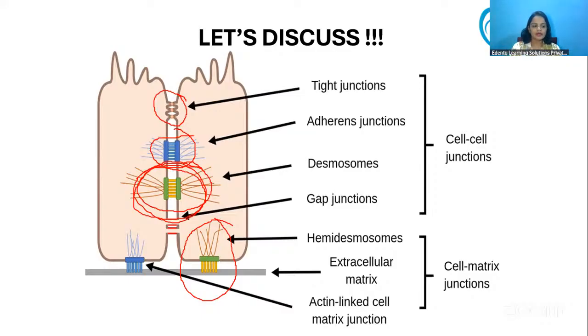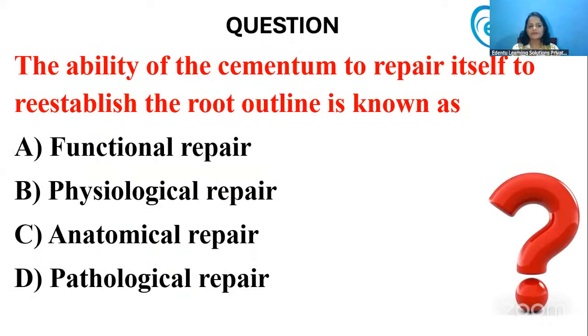Yes, the next question. The ability of the cementum to repair itself to re-establish the root outline is known as? Is it called functional repair, physiological repair, anatomical repair, or pathological repair?